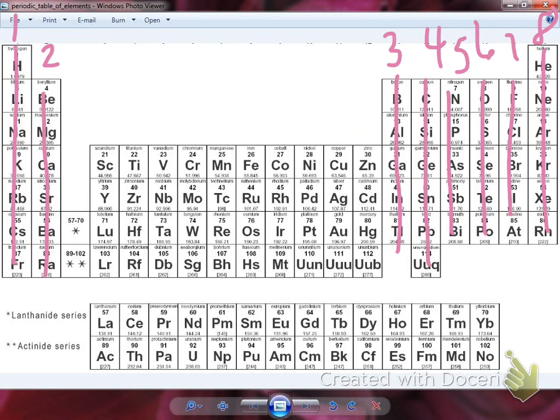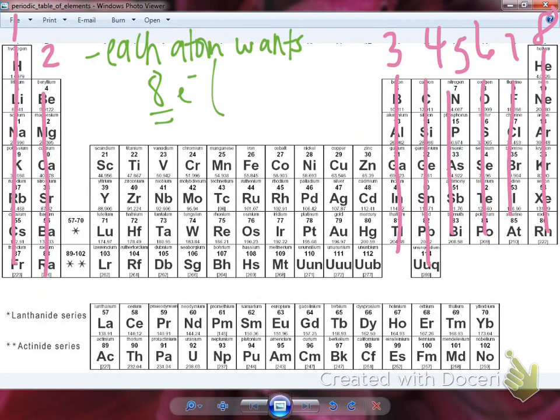Okay? And what's the ideal number of outer shell electrons that an element wants? 8. Every element wants 8 electrons. So every single thing wants 8 electrons. So you might want to make a note about that. So each atom wants to have 8 electrons. Okay? And this is called the Octet Rule.